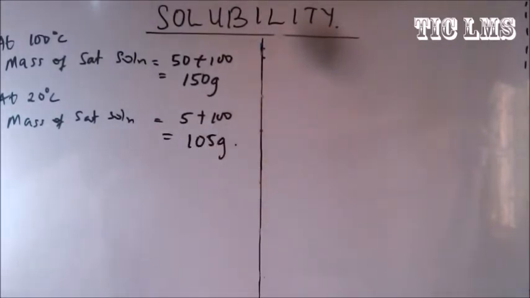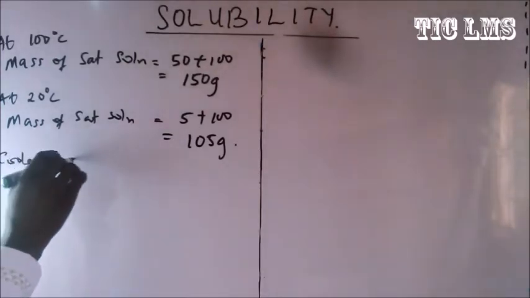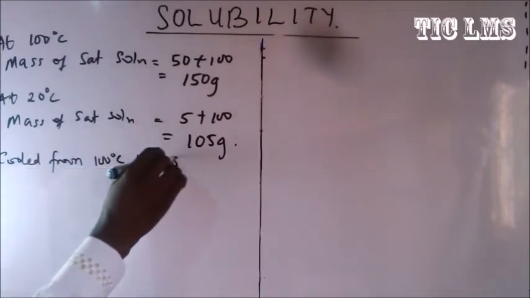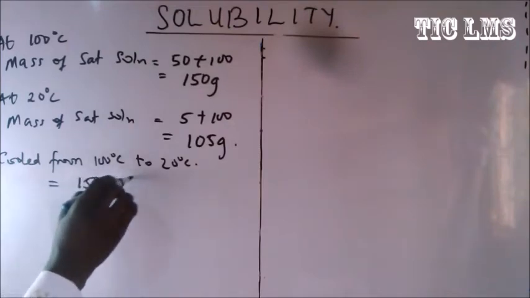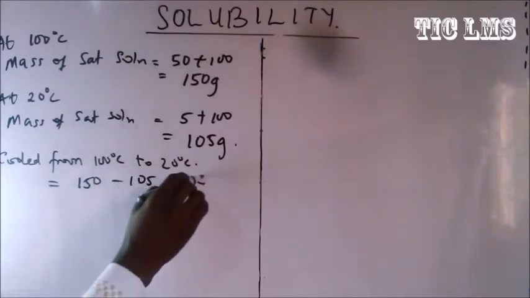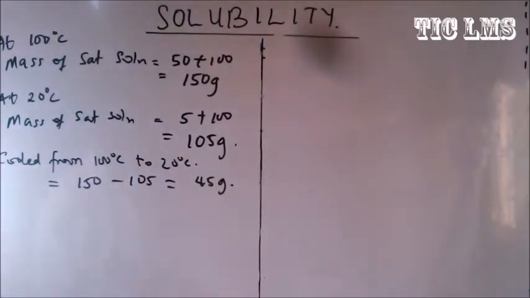This means that when you cool from 100 degrees Celsius to 20 degrees Celsius, there will be a particular mass that will be precipitated. So when cooled from 100 degrees Celsius to 20 degrees Celsius, the mass of salt that precipitated out was 150 gram minus 105 gram, and that gives us 45 gram. Now this question says that if we have 120 gram of saturated solution at 100 degrees Celsius, which is cooled to 20 degrees Celsius, we should calculate the mass of copper(II) sulfate pentahydrate that is deposited.